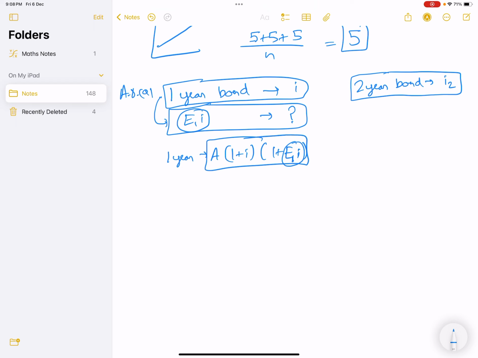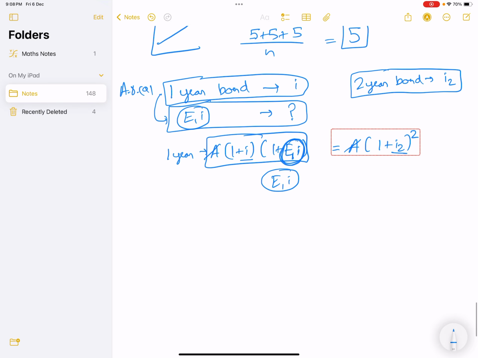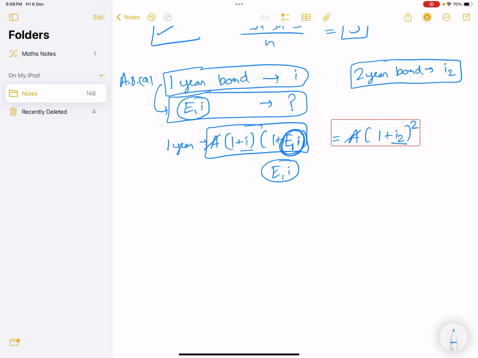So he would be indifferent if from a 2 year bond he gets the same value. If he is investing in a 2 year bond with interest rate I2, he will get this value. This cancels out, and if we know the value of I and I2, we can find the expected interest rate of a 1 year bond at the end of 1 year. Okay, I hope this is clear.